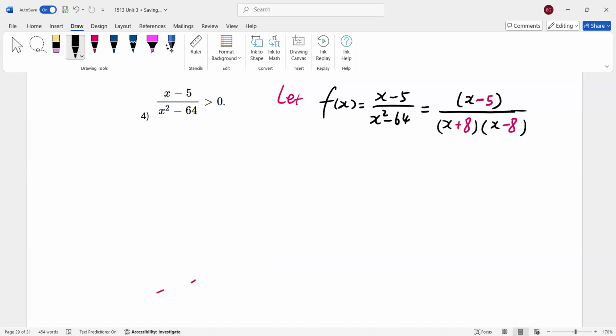Okay, so we are going to consider the following critical points. Instead of saying roots, this time it's not all roots. 5 is a root because 5 is a zero that will make the function equal 0. But we also have to consider the zeros in the bottom. We can call them critical points because they're important, right? Those critical points include the roots of the top and the roots of the bottom.